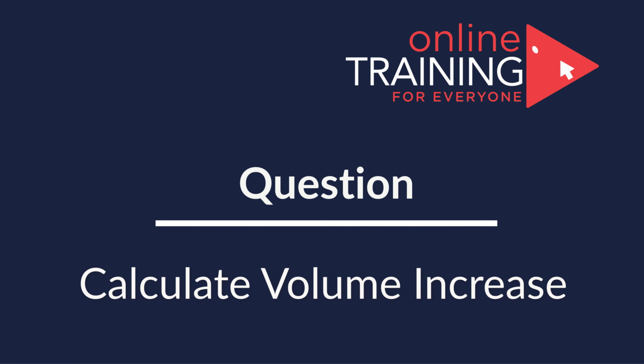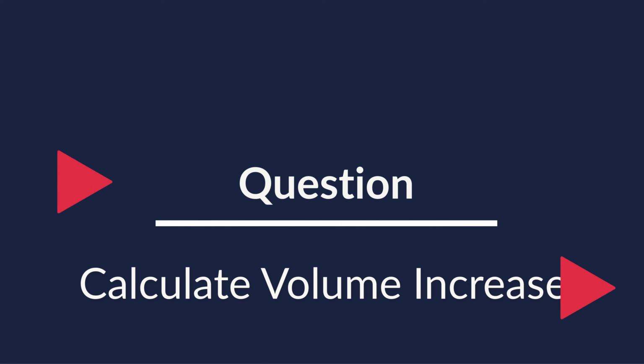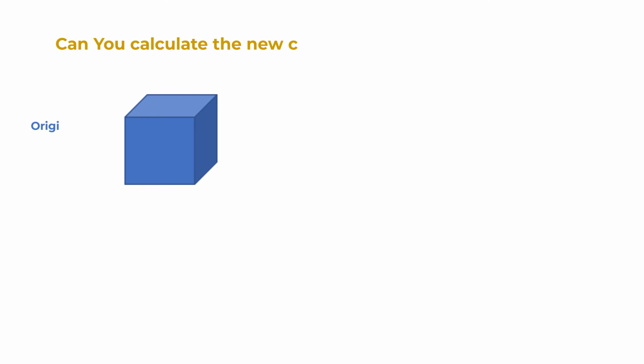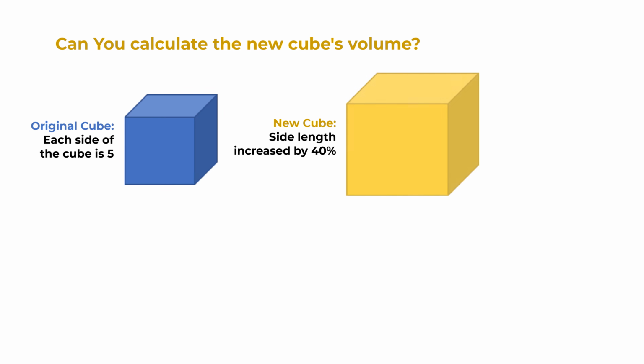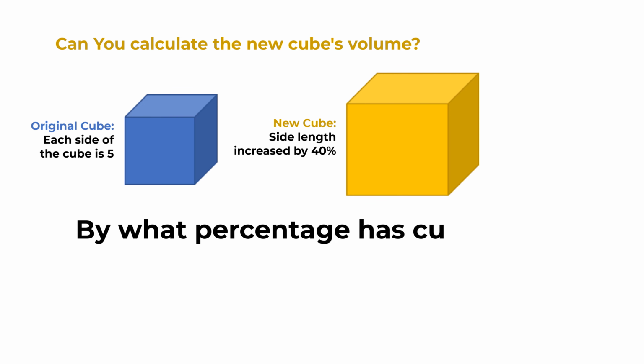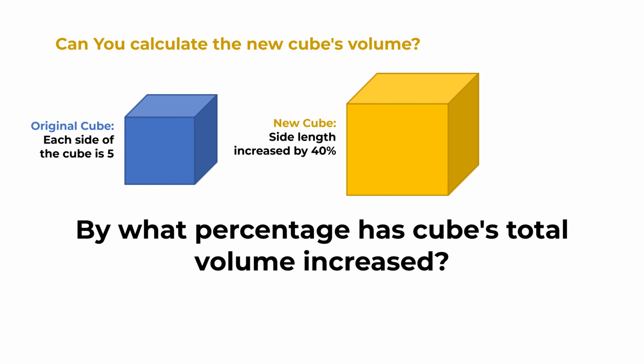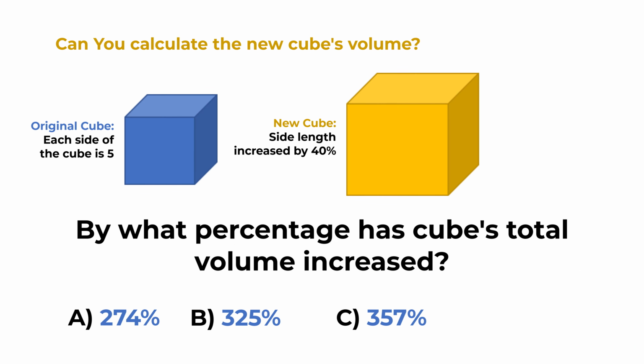Here is a very interesting question we frequently see on the test. A 5 by 5 by 5 cube has its side length increased by 40%. As a result of these changes, by what percentage has the cube's total volume increased? You're presented with 4 different choices. Choice A, 274%. Choice B, 325%. Choice C, 357%. And choice D, 379%. Do you see the answer?